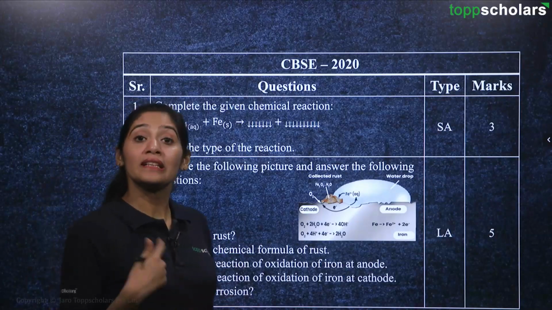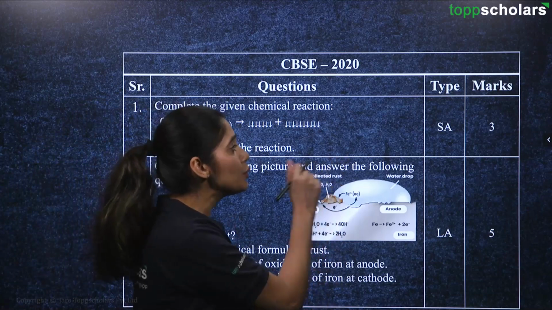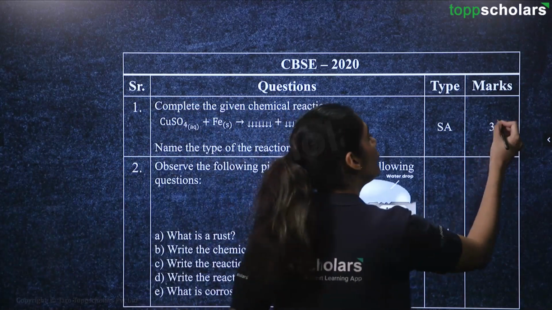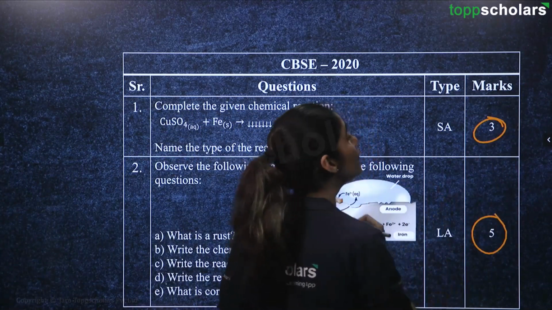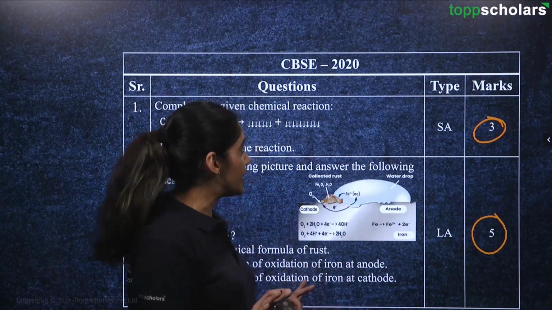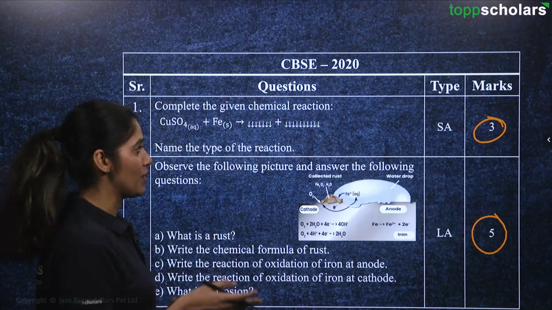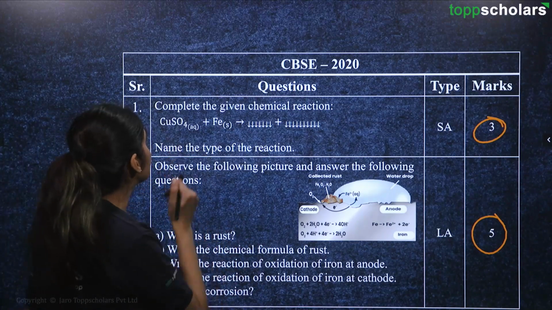Now we move on to the next year, that is 2020. This was asked, and you have 2 questions here, one of 3 marks and one of 5 marks. So if we solve these 2, we will get 8 marks straight, right? So now the first question, which is a short answer type question carrying 3 marks, it goes like this.